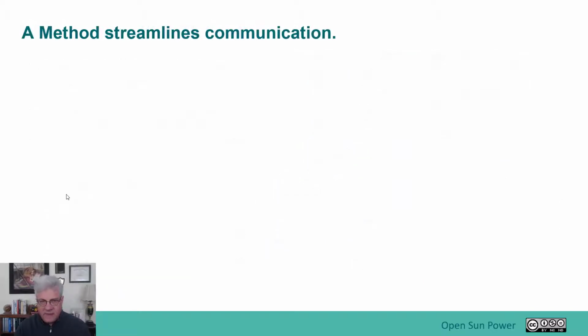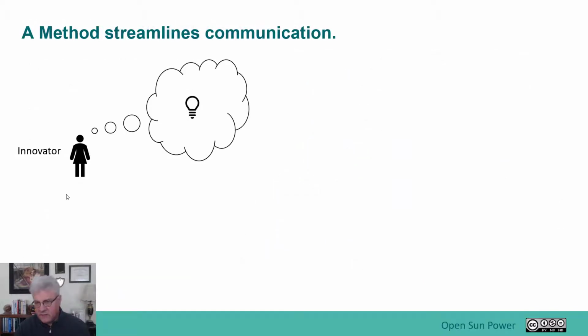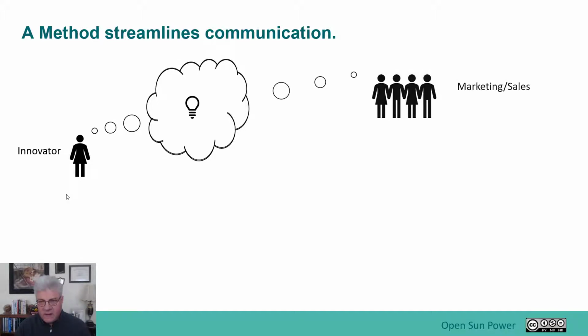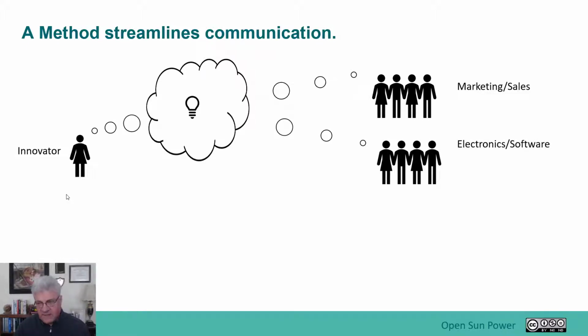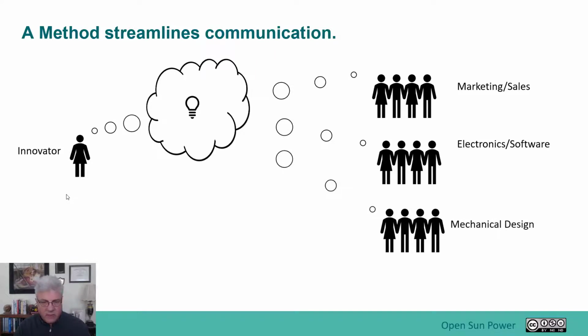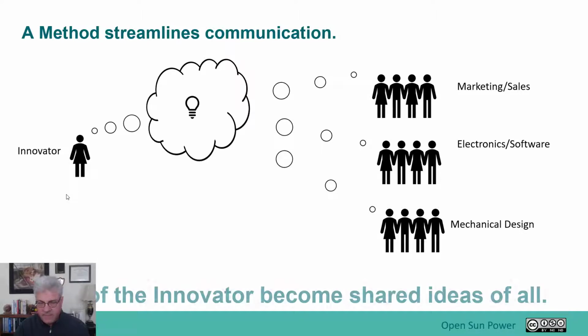In essence, a method basically streamlines communications. It takes the idea of the innovator and puts it in a way that other people can understand it. That might be in your marketing and sales organization, in your electronics and software organization, in your mechanical design organization. It helps you communicate in kind of a common language, and that's what's really helpful about it. And basically, the ideas of the innovator then become the shared ideas of all because you're using this common way of communicating.